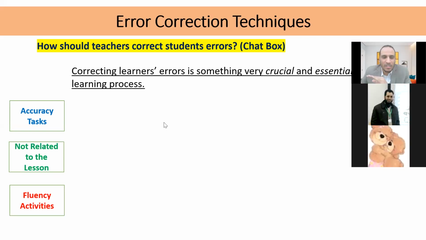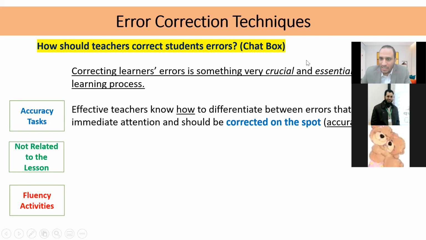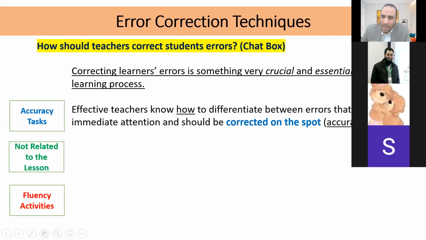Yes, guys, if it's an accuracy activity, a controlled or a semi-controlled activity, then you need to correct on the spot. How to do this? There are several ways to correct on the spot, 7 or 8 ways. We'll mention them in the following slide. So if it's an accuracy activity, and students are making mistakes with the target language, you should correct on the spot. Don't delay it. Don't ignore it.